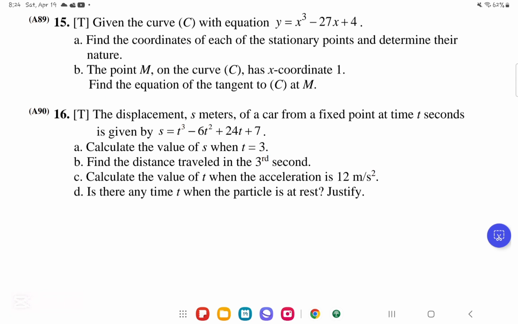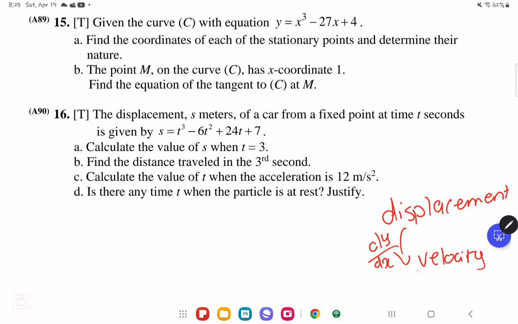So very simply, the distance traveled in the third second is 13 meters. We move on to the next one. Calculate the value of t when the acceleration is 12 meters per second. First of all, how do you find the acceleration from the displacement? From displacement, you will do one derivative, dy over dx, okay? You get the velocity. You do another derivative, and you get the acceleration. So let's do the derivative 2 times.